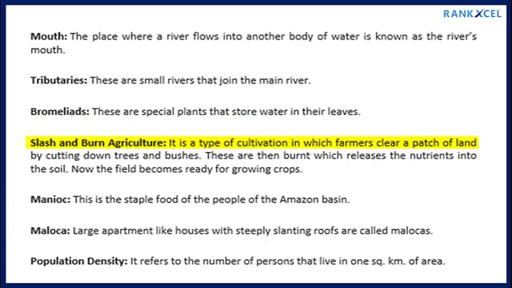Slash and burn agriculture. It is a type of cultivation in which farmers clear a patch of land by cutting down trees and bushes. These are then burnt, which releases the nutrients into the soil. Now the field becomes ready for growing crops. Manioc. This is the staple food of the people of the Amazon basin. Maloka. Large apartment-like houses with steeply slanting roofs are called malokas.